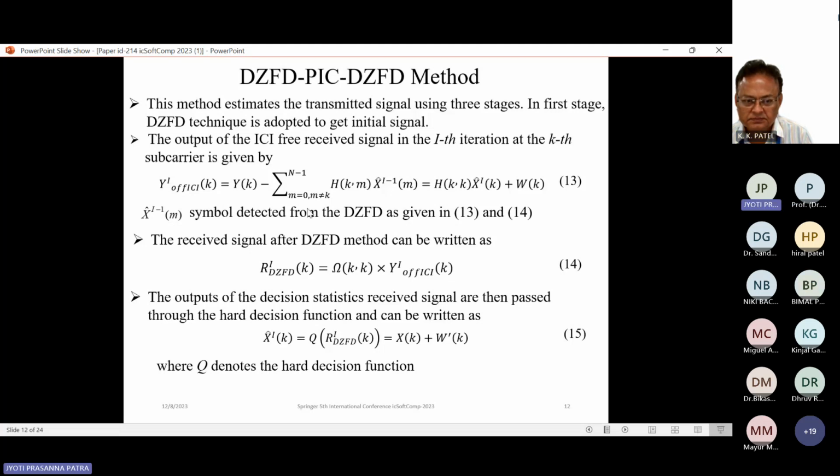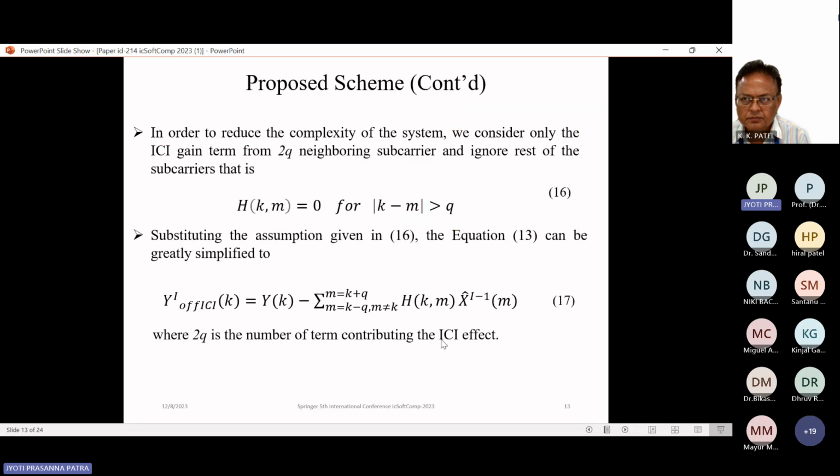That's fine. Okay. So the DZFD method is used. So first of all, we'll estimate and then subtract this ICI part, and then we'll get this, which is my ICI-free signal at the ith subcarrier, and then we apply the diagonalized zero forcing detection method. So because it is ICI-free, now we'll apply the DZFD in an iterative manner in order to get the estimated signals. So we are considering only the diagonal elements and the upper and lower diagonal elements.